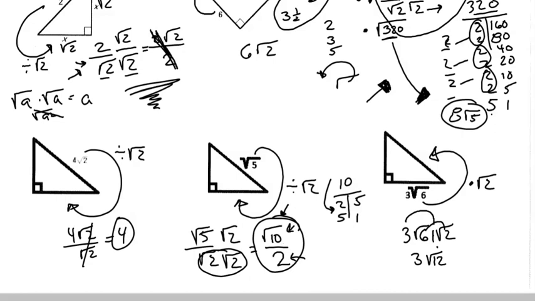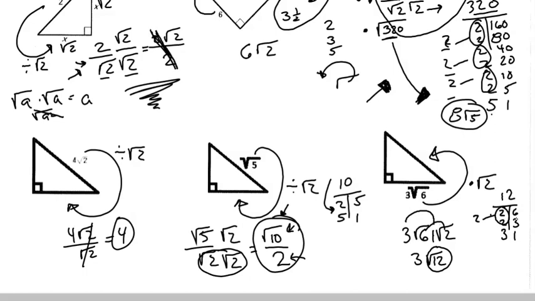The last thing you have to do is see if this thing can be simplified at all. 12 is 2 times 6. 6 is 2 times 3. Is 3 divisible by 2? Nope, so go to the next prime, which is 3. 3 times 1.